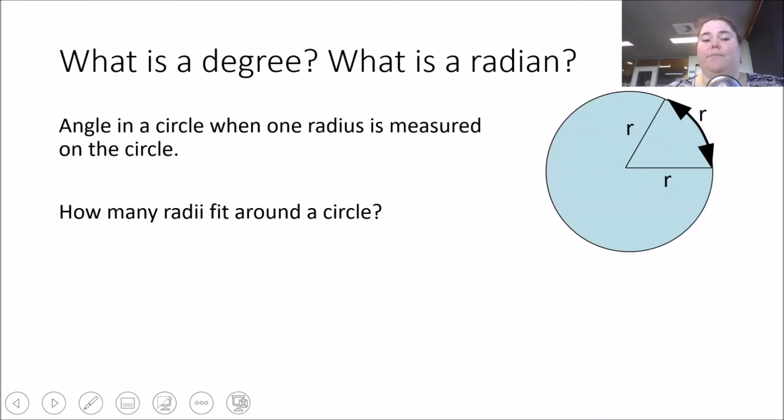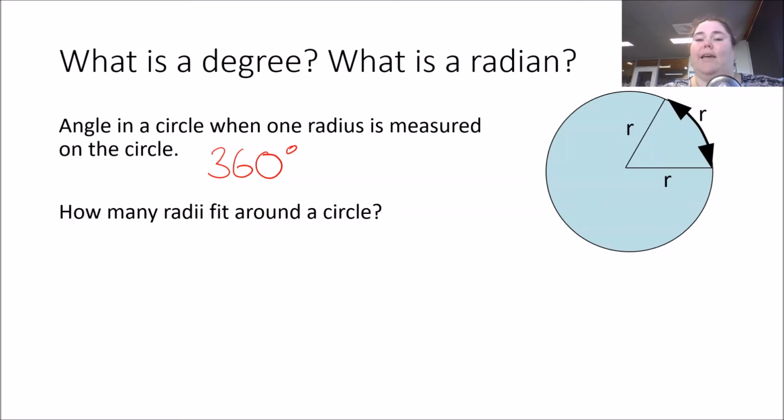What is a radian? Back in the day, some guy decided we're going to use degrees to talk about circles. They decided we're going to use 360 degrees simply because it's a really nice number that can be divided by a lot of other numbers. So that's why 360 degrees is our amount of degrees in a circle. But it's not the most accurate or technical way to measure angles in a circle.